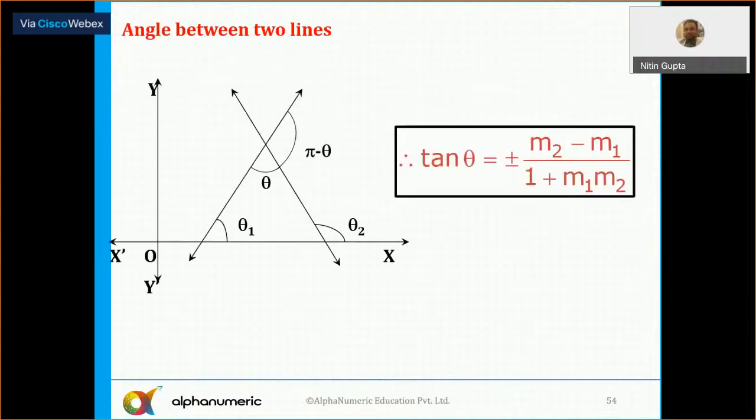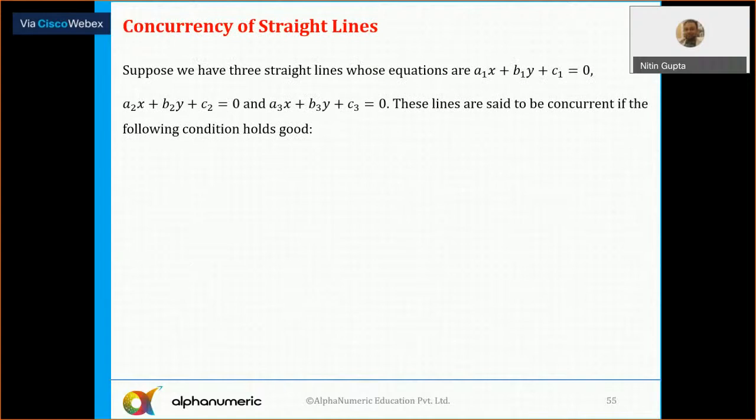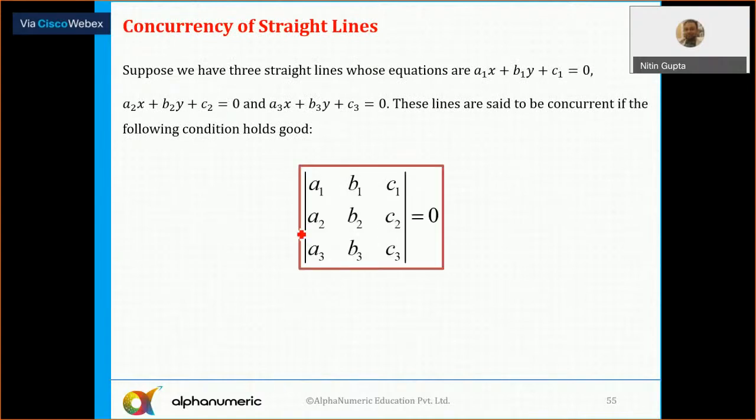Between two lines, tan theta is always equal to plus minus m2 minus m1 upon 1 plus m1 m2. Okay. Concurrency of three straight lines: the determinant of a1 b1 c1, a2 b2 c2 and a3 b3 c3 equal to 0 means all three lines are concurrent to each other. So if the three lines are concurrent, we can say this result is always true.